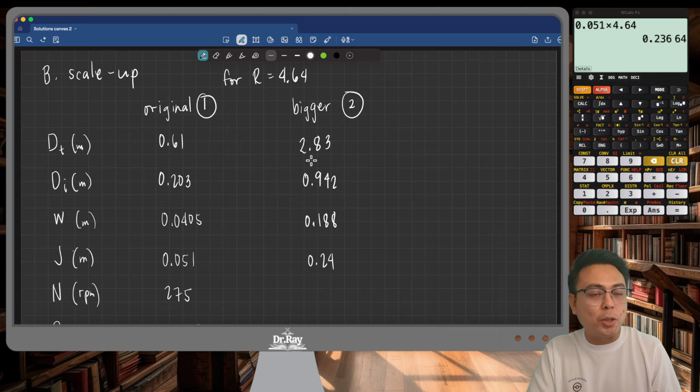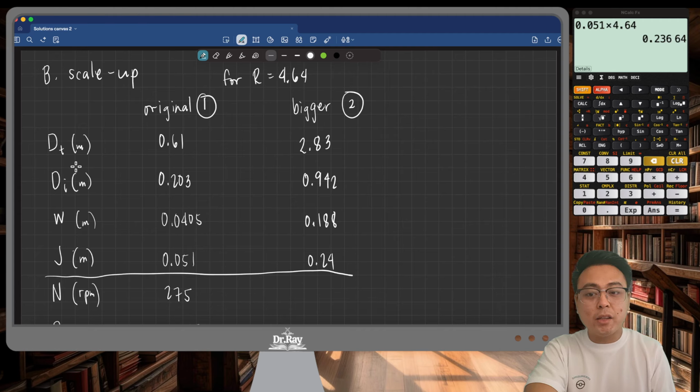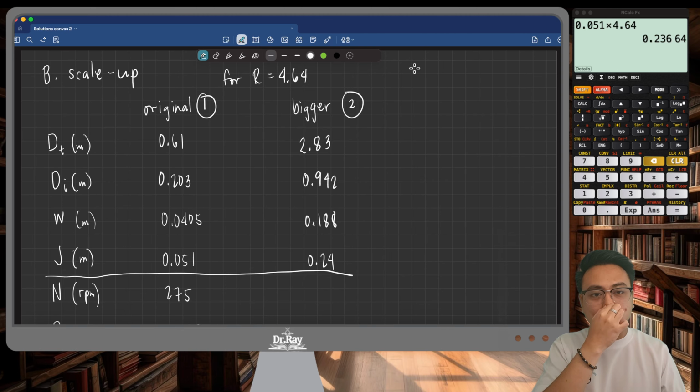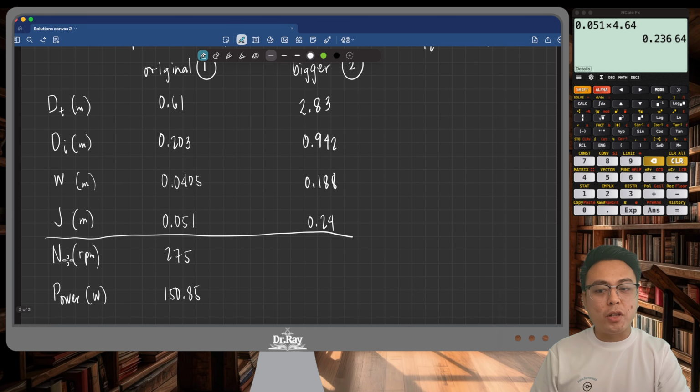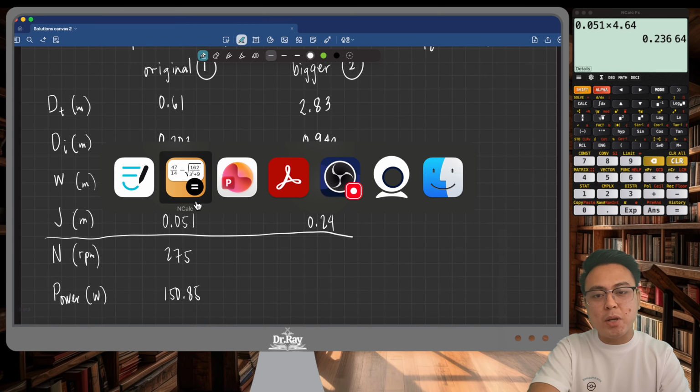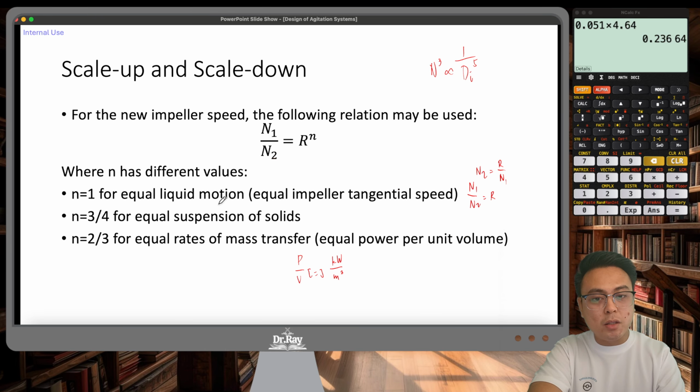The new dimension is simply R times the original dimension, at least for this one right here. Everything with the dimension of length, you can make use of that. The new dimension is simply R times the original dimension. It's a different story for the impeller speed. As we've mentioned before, for the impeller speed, we have a different correlation. It's N1 over N2 is equal to R raised to small n.